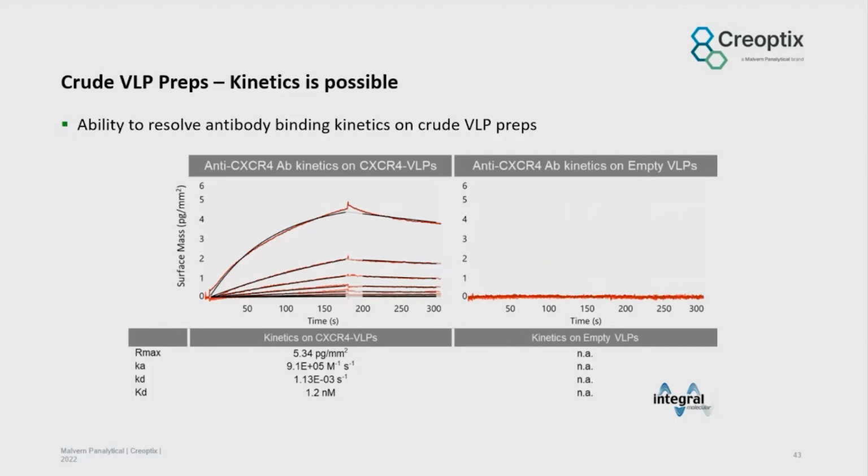The assay details: a crude VLP, captured via a lectin, which is a wheat germ agglutinin surface. And we have antibodies as the analyte. This is not a small molecule interaction, but a protein-protein one. What we're showing here is our reference surface. So we have this anti-CXCR4 antibody kinetics on an empty surface and then on an active surface. So we can resolve the full kinetics here.